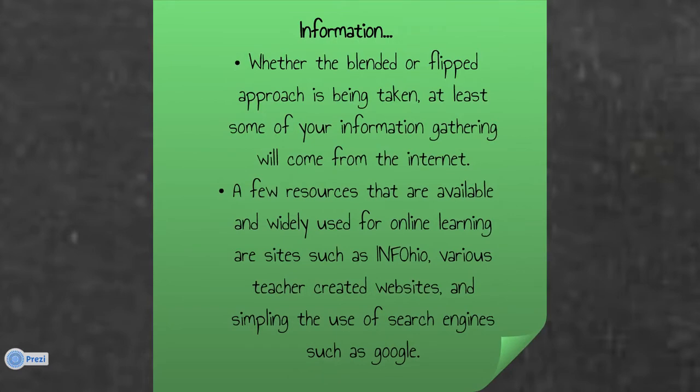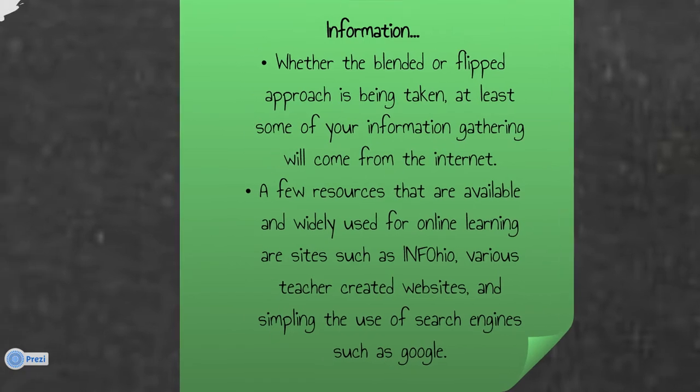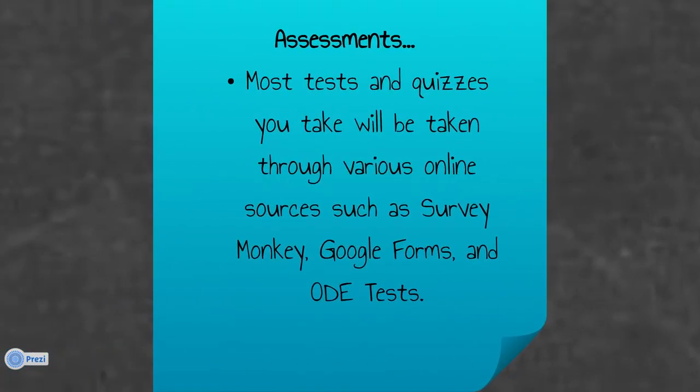Information. Whether the blended or flipped approach is being taken, at least some of your information gathering will come from the internet, if not most of it. A few resources that are available and widely used for online learning are sites such as InfoHio, various teacher-creator websites, and simply the use of search engines such as Google. Assessments. Most tests and quizzes you take will be taken through various online sources such as SurveyMonkey, Google Forms, and ODE tests.